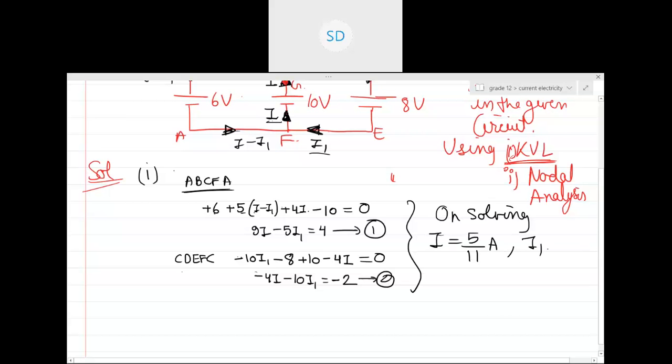I1 is 1 by 55. Yes, sir. So when you solve it, you will get this. I'm not solving it in front of you, okay guys? Because it will take very long to solve the equations here. So just give me 2 minutes, guys.